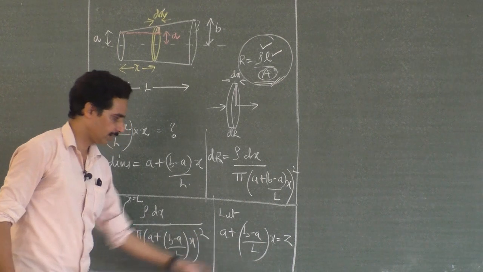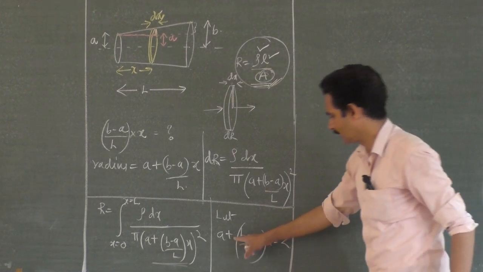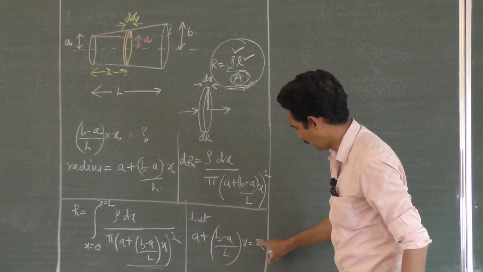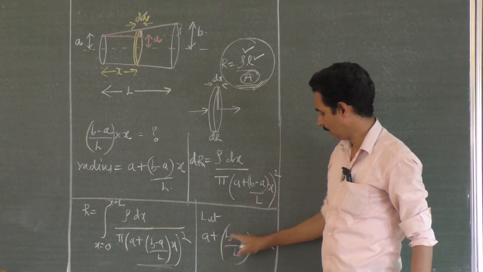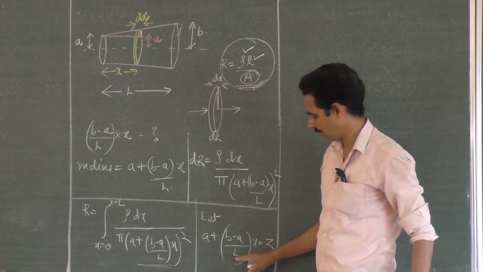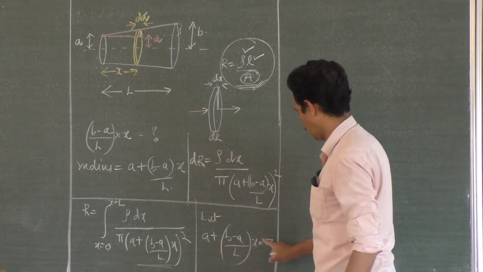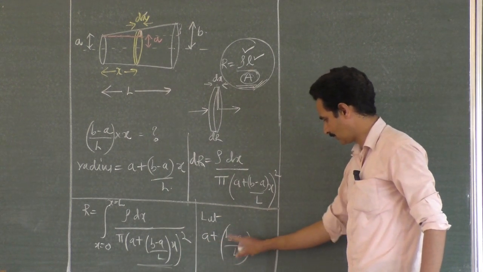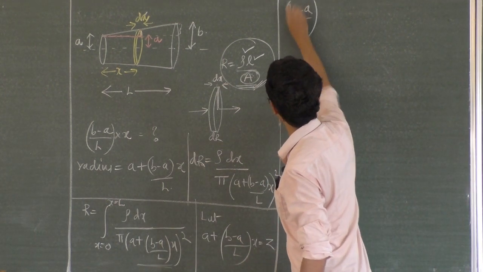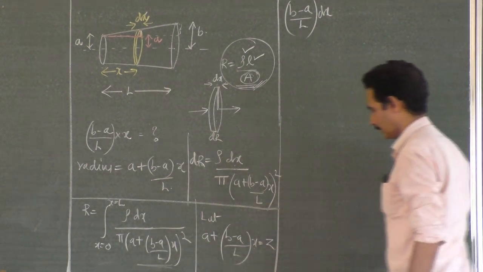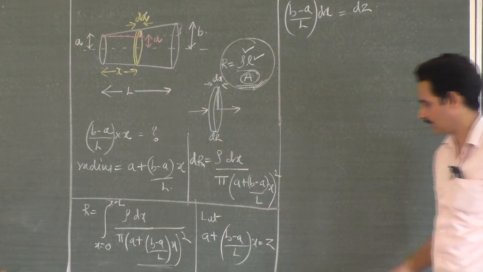Now if this is z, differentiate this with respect to x. Let us make this equation very simpler. So differentiate this equation with respect to x and this with respect to z. So a is a constant, and b minus a by L is a constant, they do not change. So only x and z are variables. So if the differentiation of this is 0, what about the differentiation of this? Suppose this is 6x, you will write 6. So b minus a by L into dx, differentiation of x, is equal to dz. This is the differentiated value.